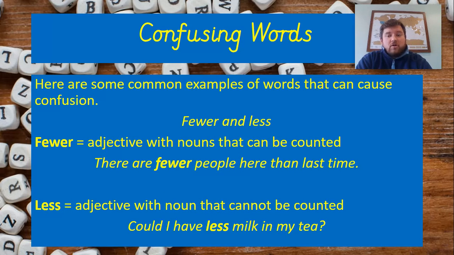And here are some other common examples. Now, they're not homophones, but they have a similar meaning, and sometimes picking which one to use could be really tricky. So we have fewer. We use this as an adjective when nouns can be counted. So there are fewer people here than last time. So you've been able to count how many people are there this time and how many were last time, and there are fewer.